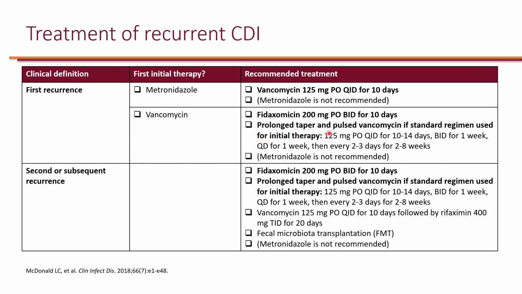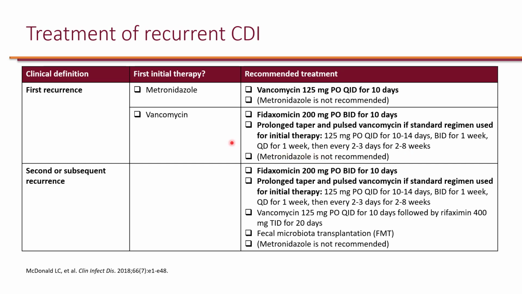taper and pulse vancomycin, which would basically mean 125 milligram 4 times a day for 2 weeks, followed by twice a day for another week, and then daily for another week, and then every 2 to 3 days for a duration of 2 to 8 weeks. And of course, metronidazole is not recommended for these patients.